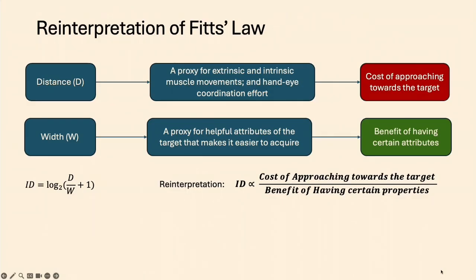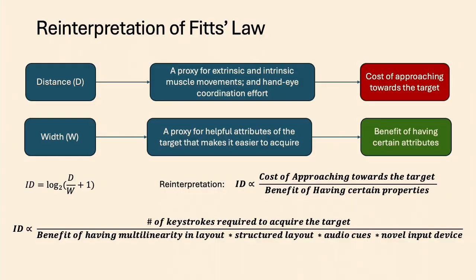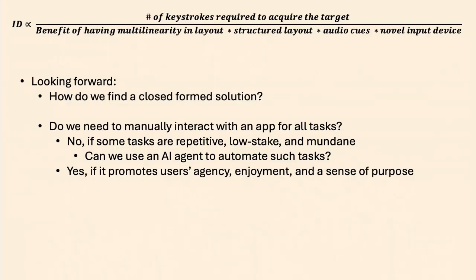Okay. So just to wrap up, this is our original Fitts' law, and I think the interpretation of this law could be the benefit, the cost of approaching towards the target in terms of keystrokes, and the benefits of having certain properties that could be linearity, multilinearity, structural nature, audio cues, novel input device. But still, we are not done figuring out the exact closed form relationship. We can only estimate the proportionality relationship.